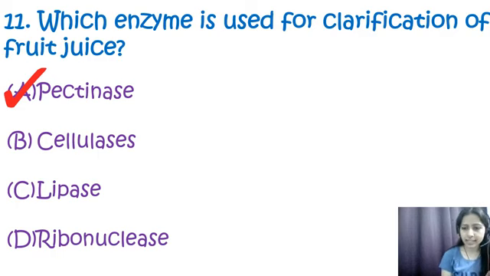Actually this pectinase breaks down the plant carbohydrate into soluble forms, and then in this process it frees the suspended particles, which settle down and leave the juice cleared. So over here the correct option is A, that is the pectinase enzyme.